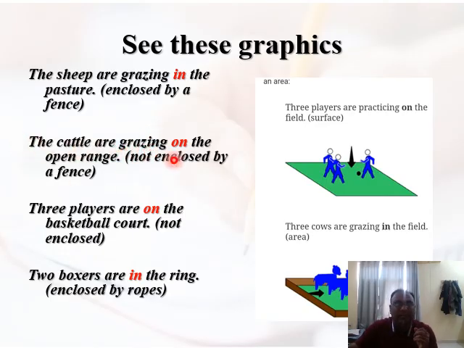The cattle are grazing on the open range, not enclosed by a fence. Now, if the area is not enclosed by anything or any fence, it can be said grazing on, not in. Okay. Three players are on the basketball court, not enclosed. Yes, a basketball court is not enclosed, so that's why on the basketball court. If I say two boxers are in the ring, meaning in the boxing ring, the boxing ring is always enclosed by the ropes. That's why in the ring. Do you understand the difference?